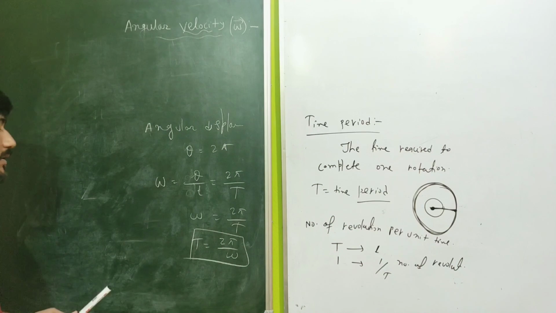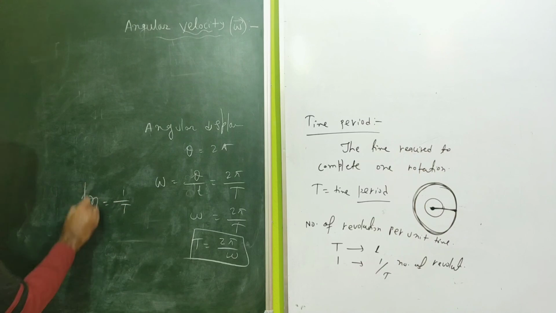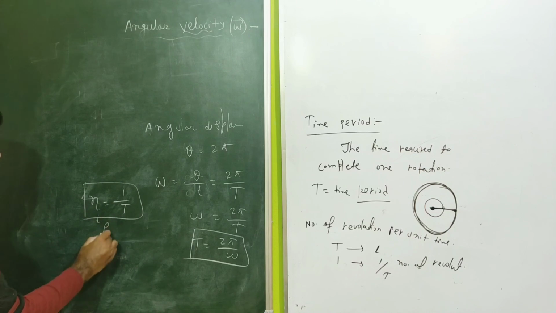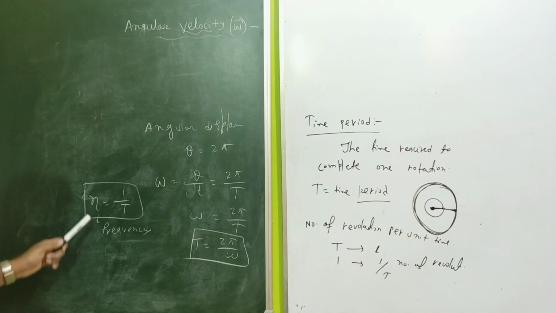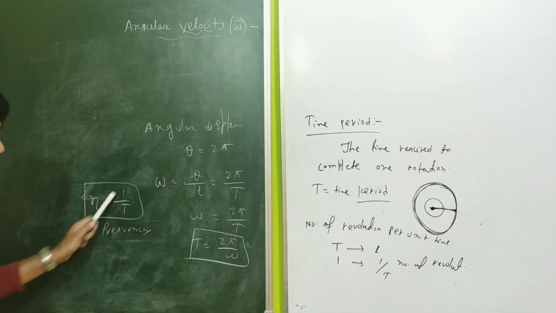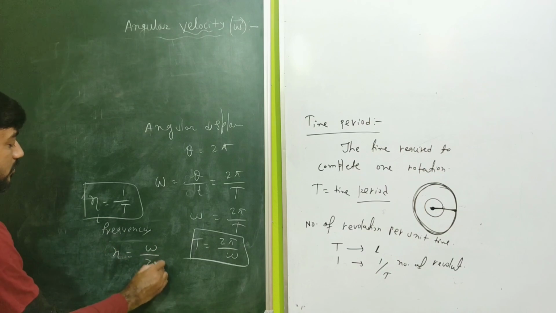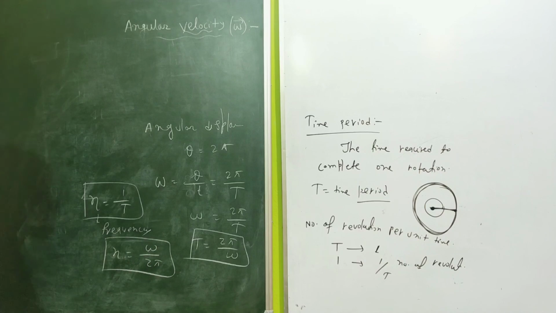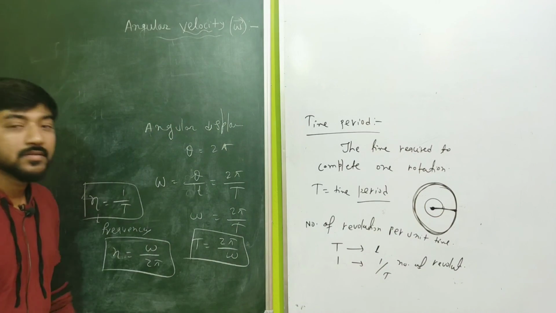This can be written as n, the frequency, or sometimes as f, the frequency of revolution. If you write it like this, n is 1 by T, so it will be omega by 2 pi. So n is equal to omega by 2 pi. This is how we can represent omega in terms of T and frequency also.